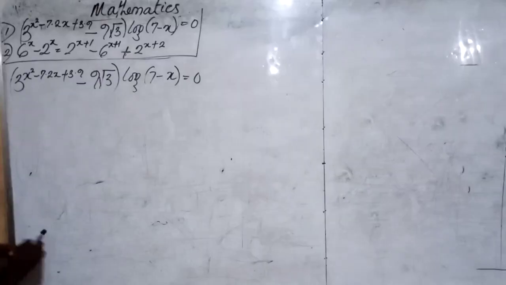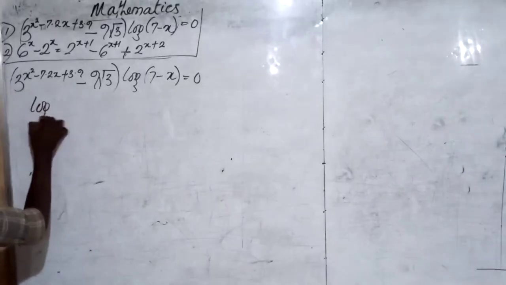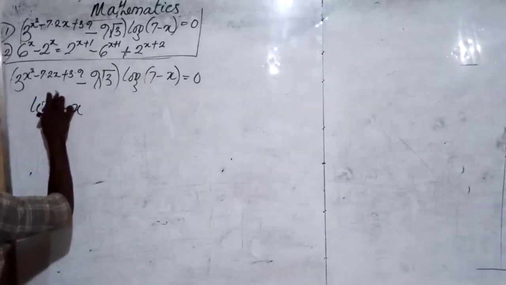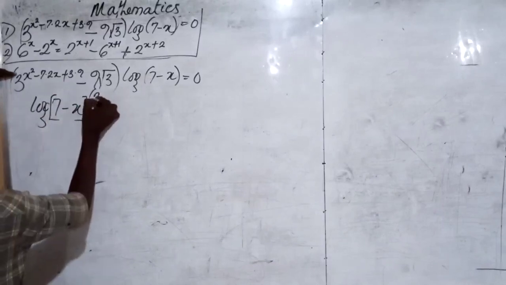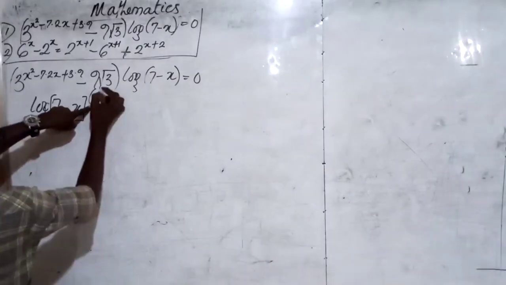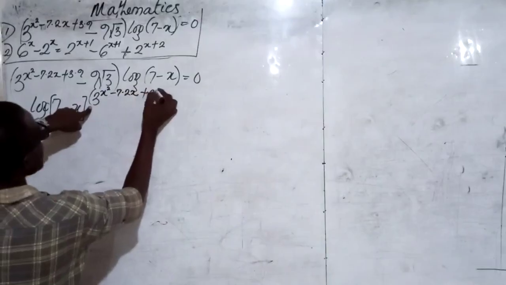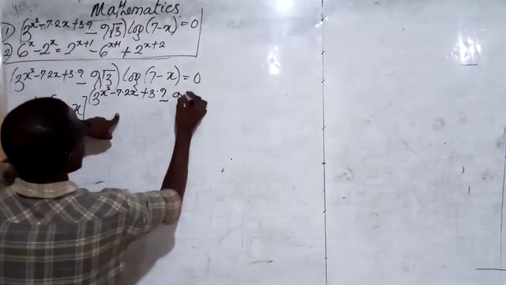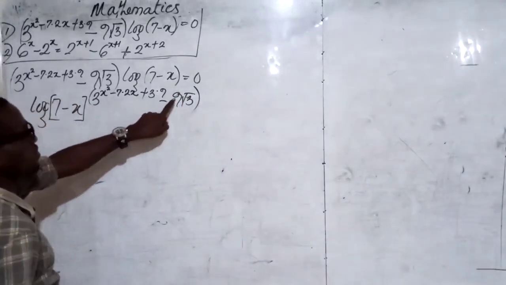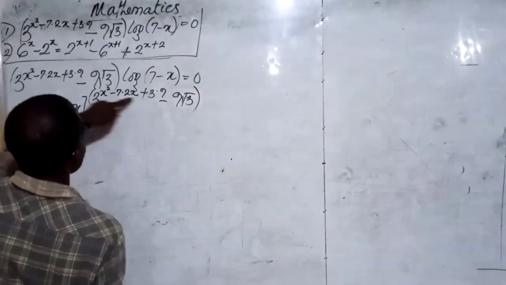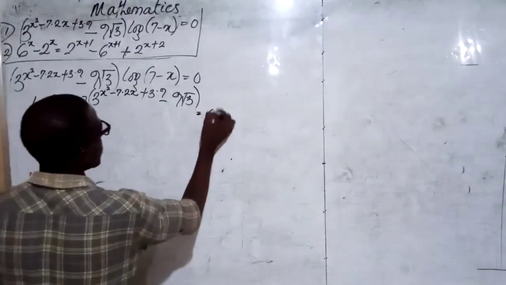So it's going to become log of 7 minus x. Let's put this now in square brackets because it will be raised to this bracket again. 3 raised to the power of 3 raised to the power of x squared minus 7.2x plus 3.9, then minus 9 root 3. So keep in mind that this one and this one are not at the same level. This is a base and this is a power. All of these expressions are power, and the whole thing is equal to 0.